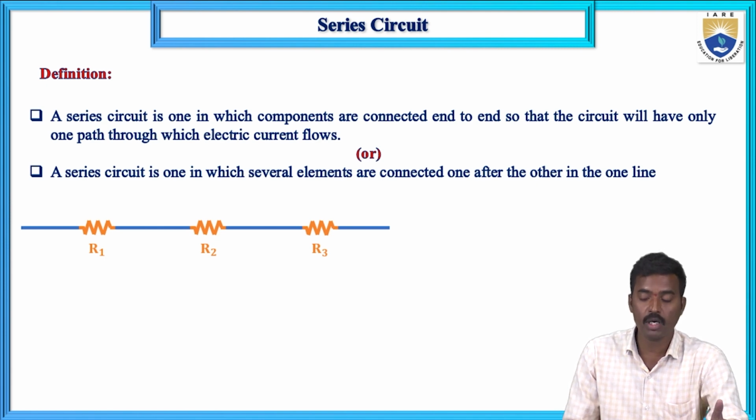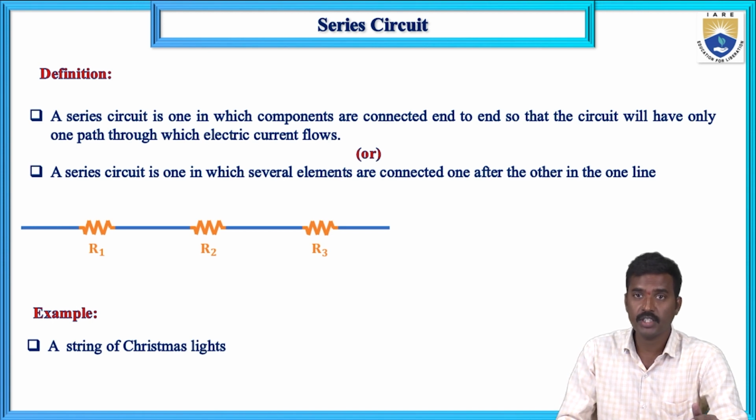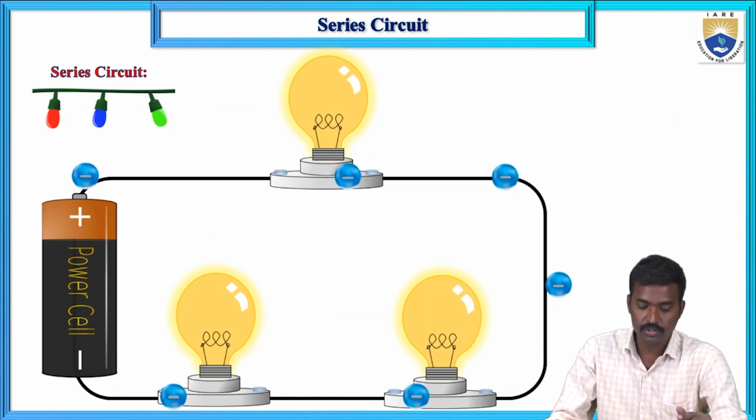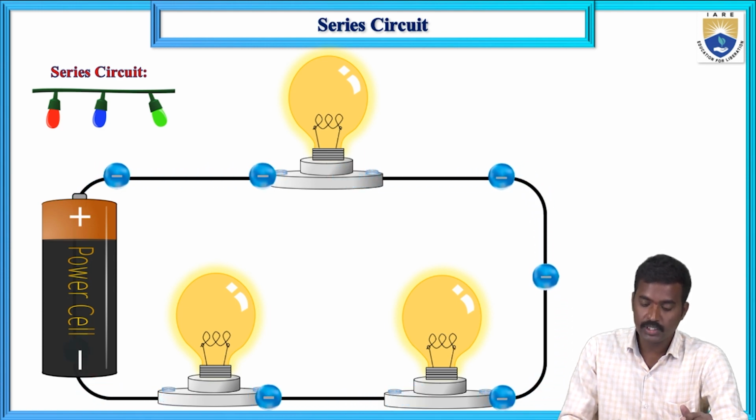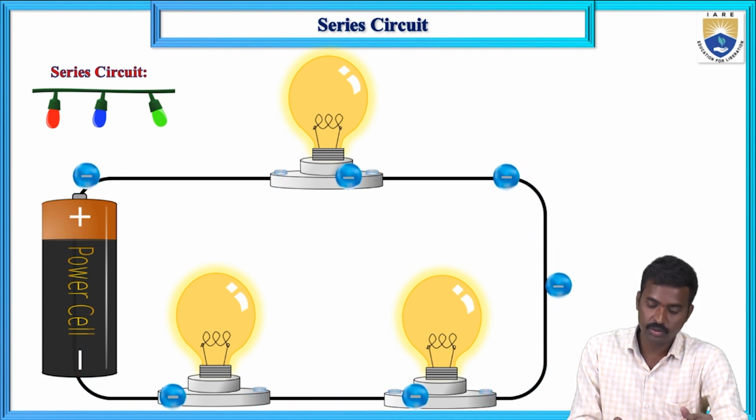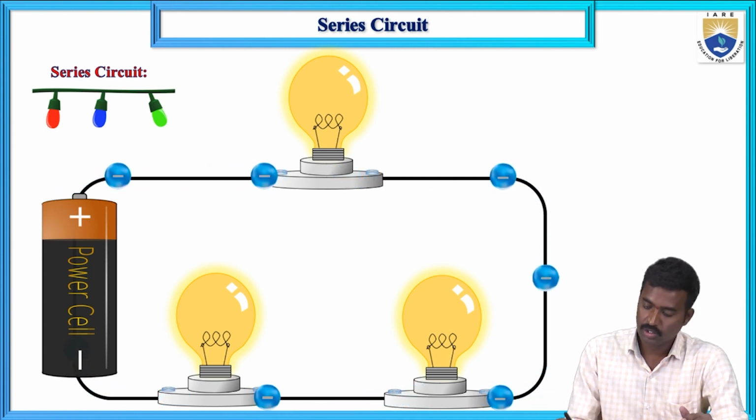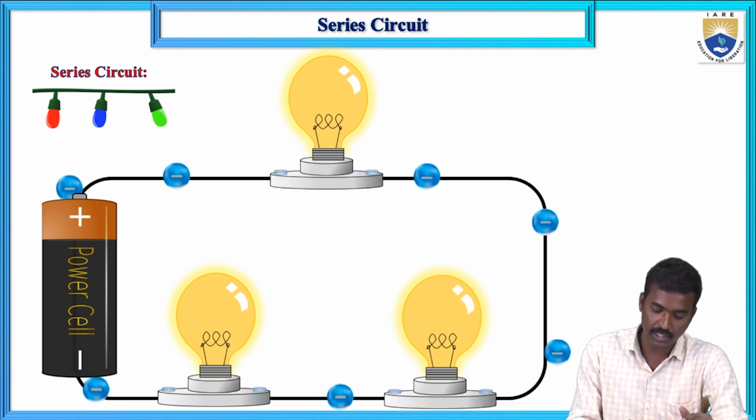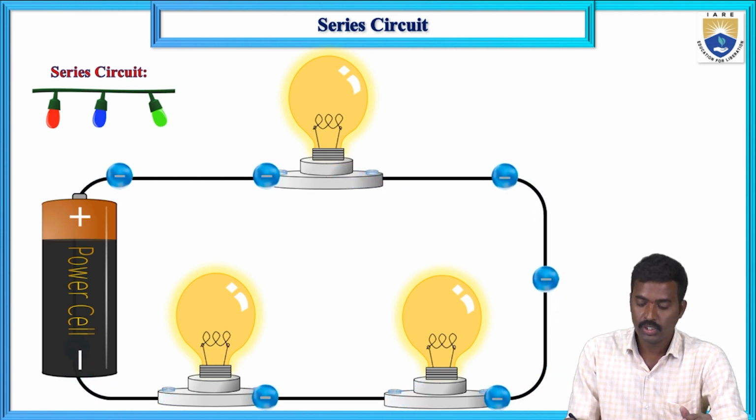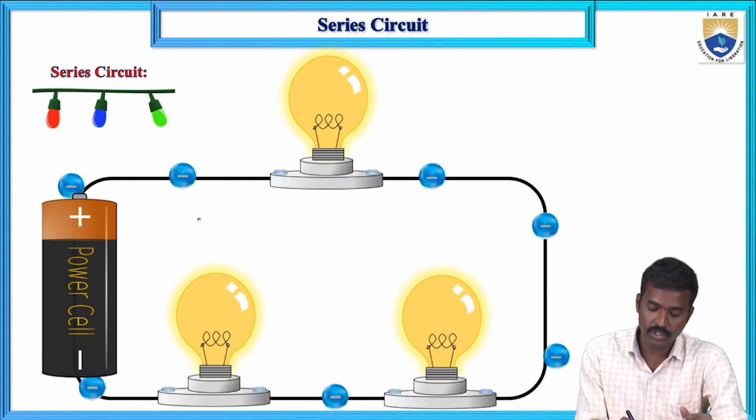The best example for a series circuit is a string of Christmas lights. Here you can see the real picture of the string of Christmas lighting system. In this series, three bulbs are connected in series, and the supply battery is connected to this series circuit. Electrons flow from the negative terminal of the battery to the positive terminal of the battery. So current flows in this direction.